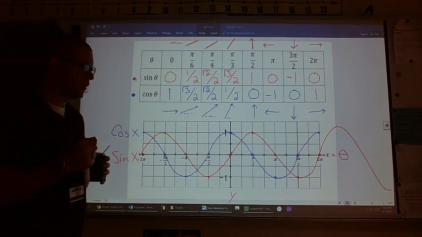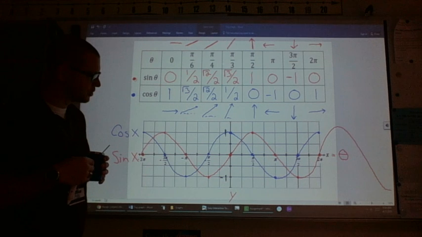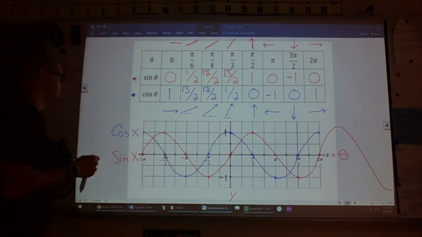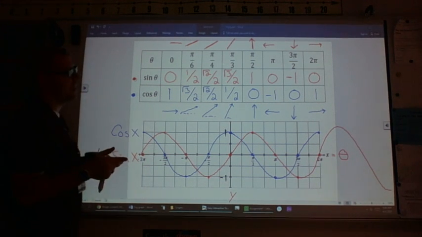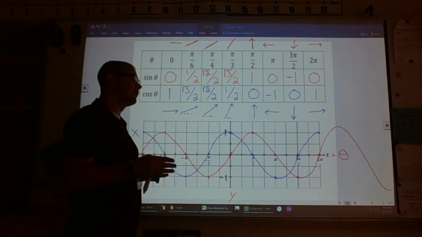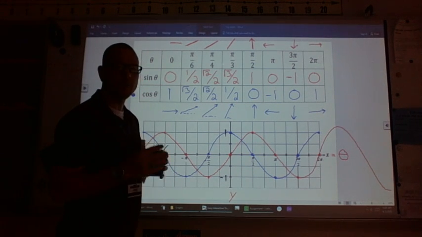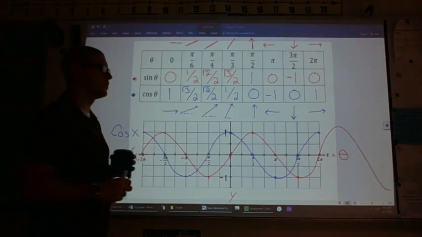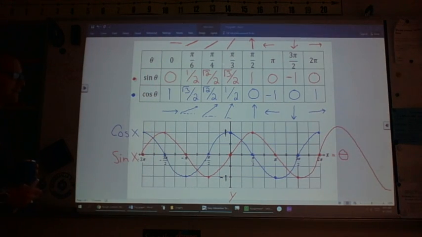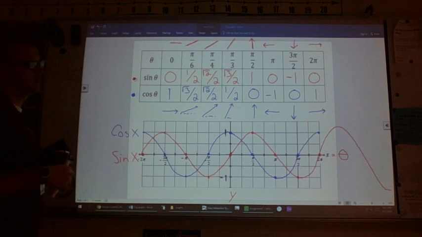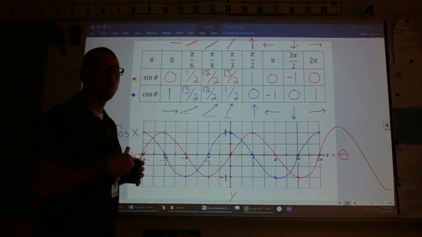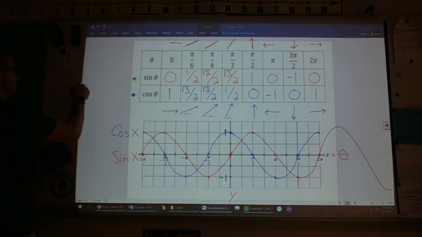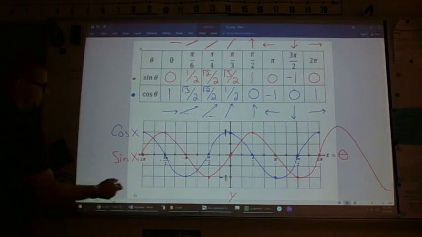I want to look at a couple features of these graphs, really three, not a couple, three. The amplitude, the period, and the midline of the graph. And then we want to see, well, if I have the graph, how do I figure out what these features are, what their value is? And if I have the equation, how do I figure out where these features would show up on the graph? So we're going to look at that now.